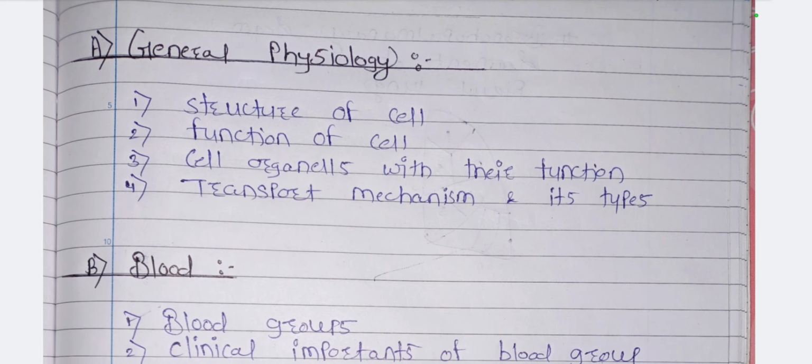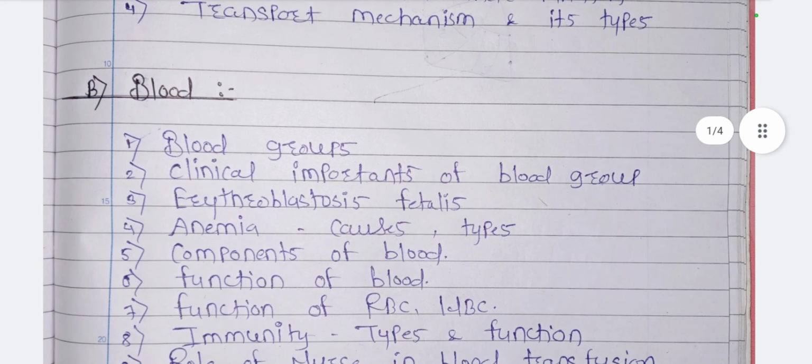In that, the first one is structure of cell, then function of cell, then cell organelles with their functions, like mitochondria, difference between the smooth endoplasmic reticulum and rough endoplasmic reticulum, then transport mechanism and its types: pinocytosis, active transportation, etc.